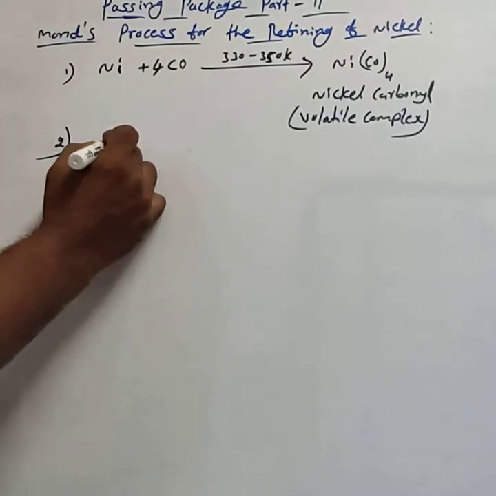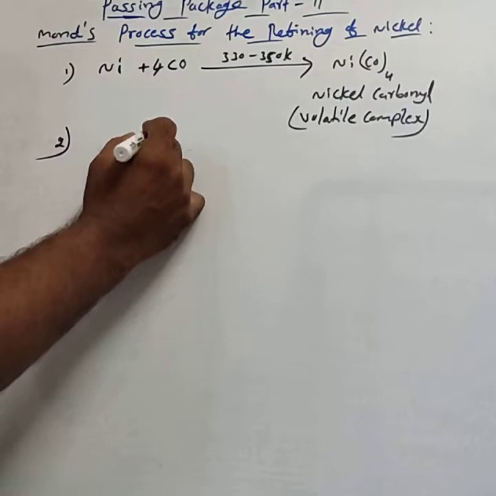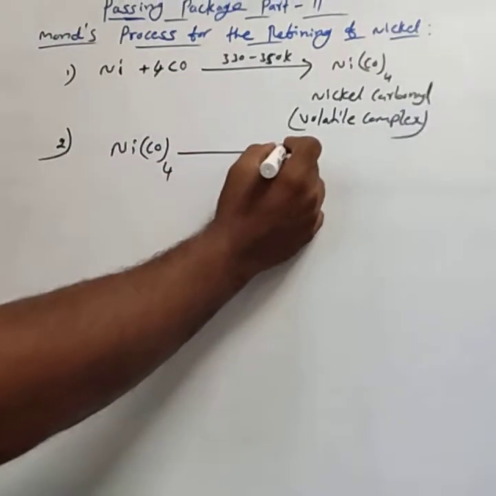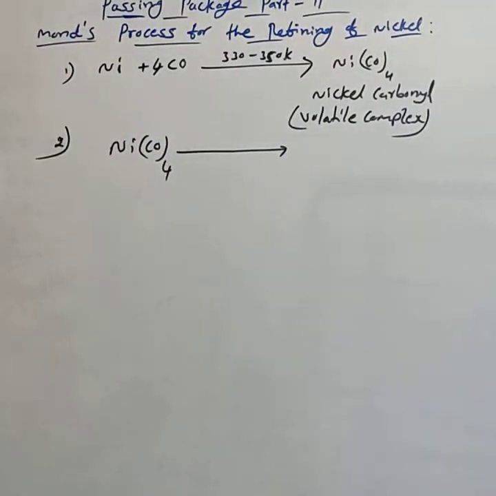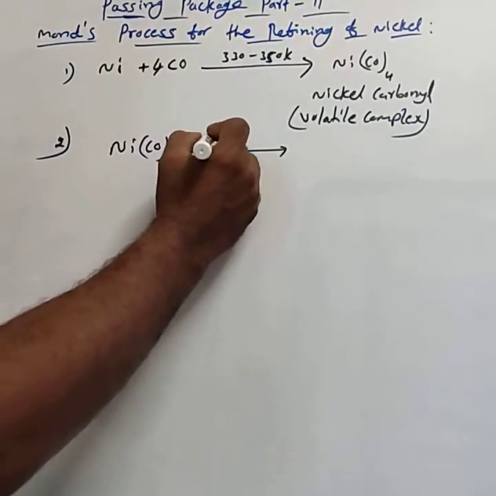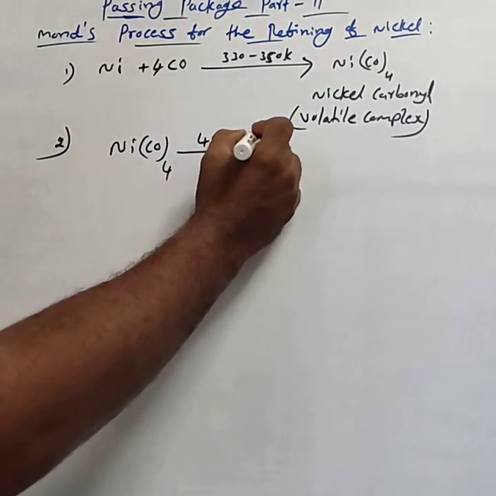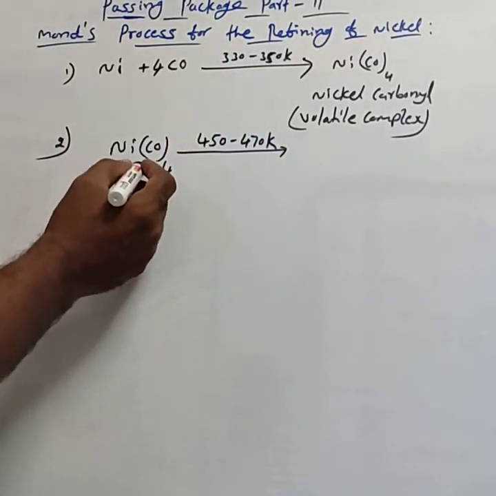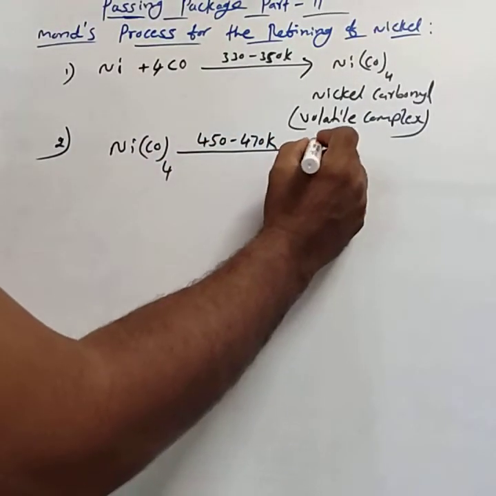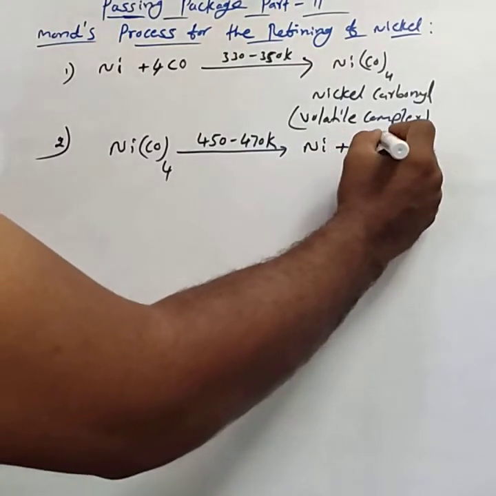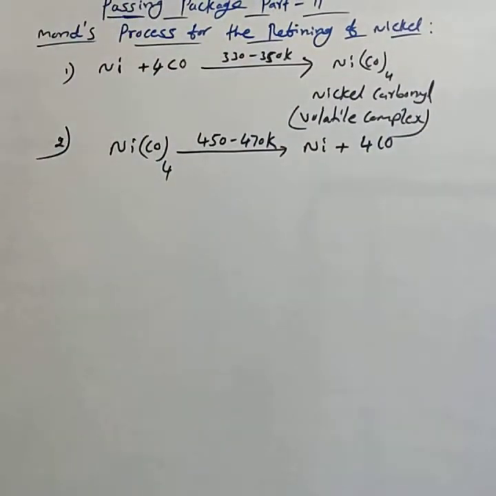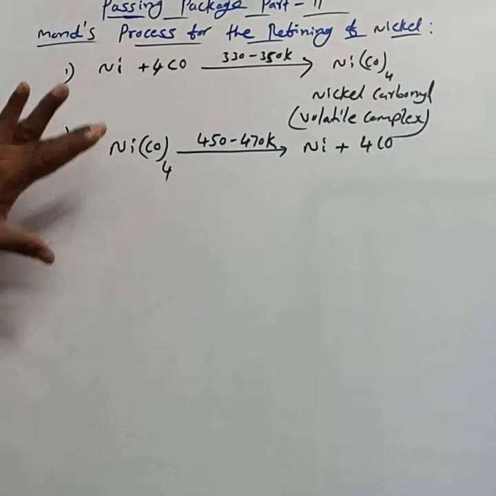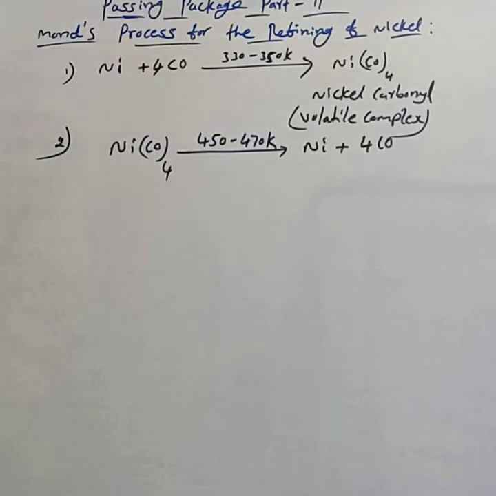Then the second step is nickel carbonyl. That volatile complex is easily decomposed when heated at a temperature of 450 to 470 Kelvin. If you heat this volatile complex, nickel carbonyl, at 450 to 470 Kelvin, it decomposes to give the pure nickel. This is about the refining of nickel by Mond's process. Just practice it as it is. Write it down as it is. Definitely you get 2 marks.